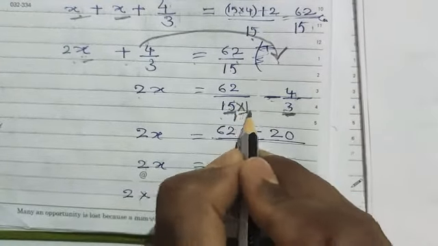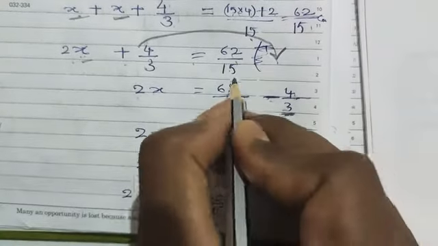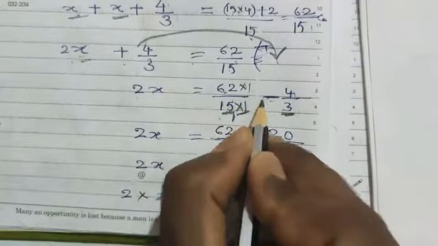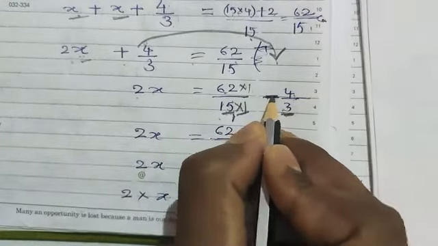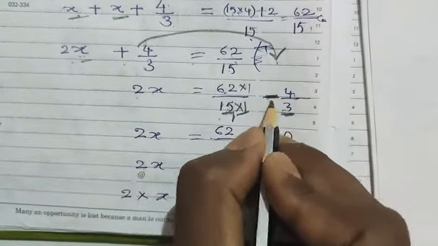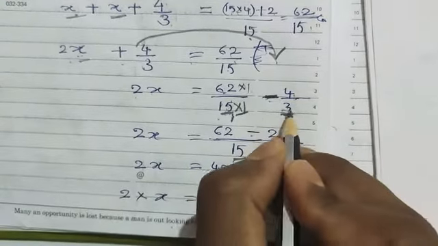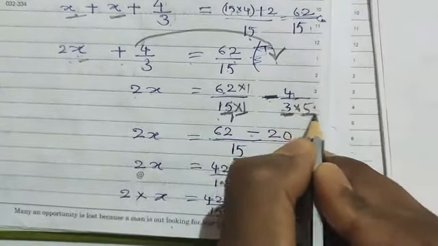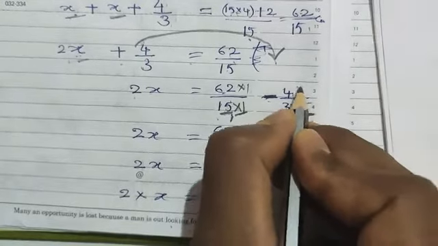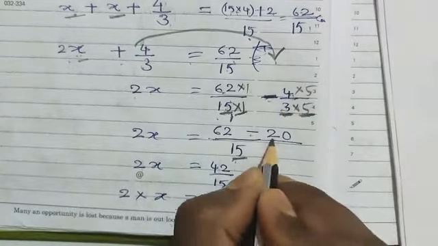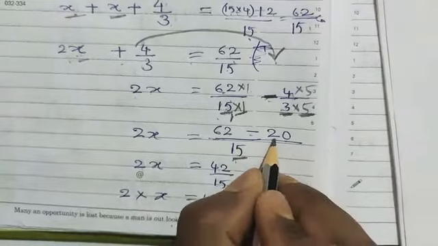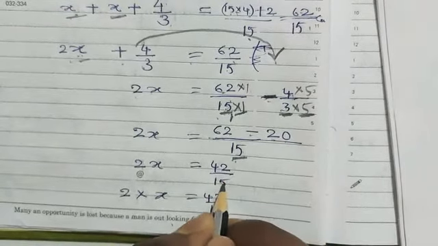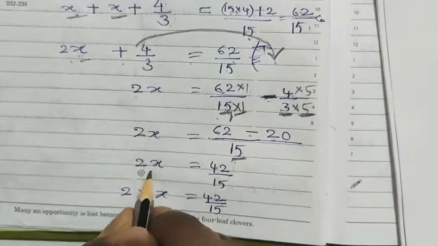So if you multiply the denominator with 1, the numerator is also multiplied with 1. So 62 into 1 is nothing but 62. If it is minus, you write minus. If it is plus, you write plus. But here it is minus, so you write minus only. 3 became 15, so into 5. Once it is multiplied with 5, the numerator is also multiplied with 5. 4 into 5, that is 20. 62 minus 20 is nothing but 42 divided by 15, which is nothing but 2x.